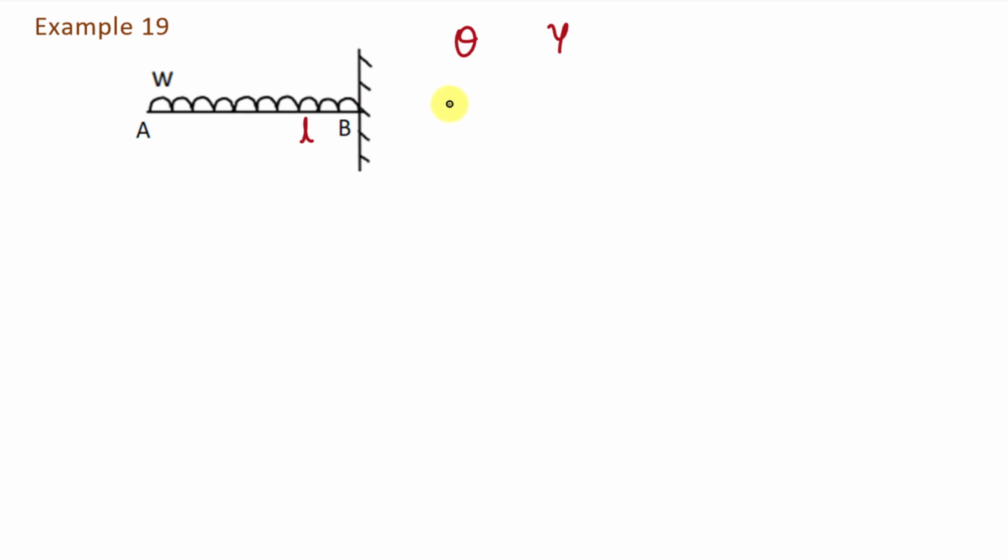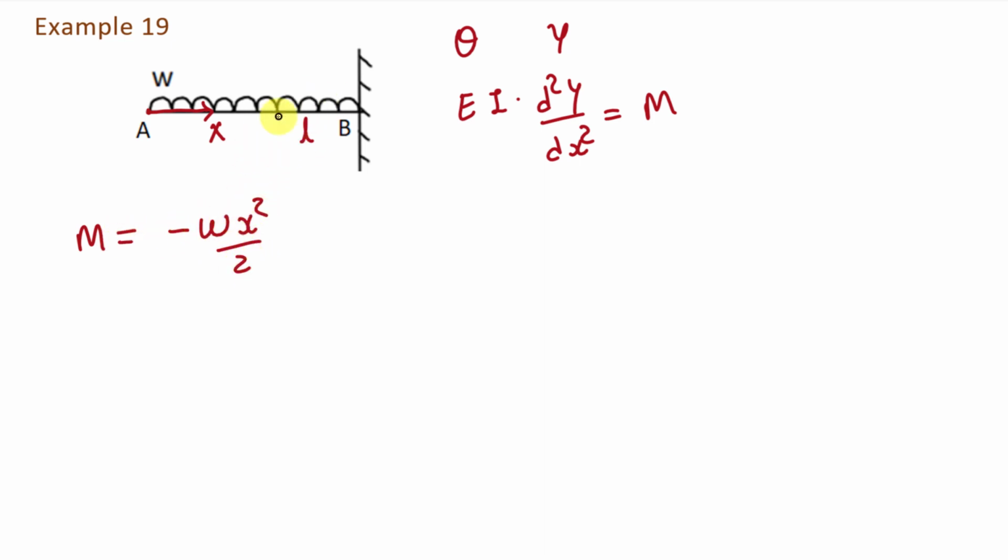And we know that the equation to find slope and deflection in the double integration method is EI d²y/dx² = M. Here this M is the bending moment in this beam as a function of x. This point is taken as origin and this direction is the x direction. We discussed how to find the moment as a function of x in chapter 4, shear force and bending moment diagrams. In that chapter we found that M is equal to minus wx²/2 for this type of beam.